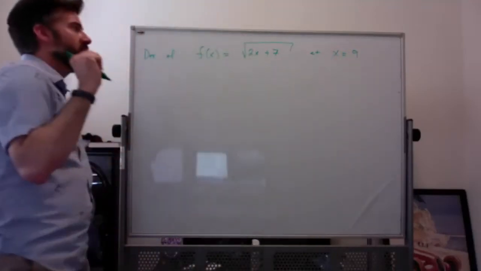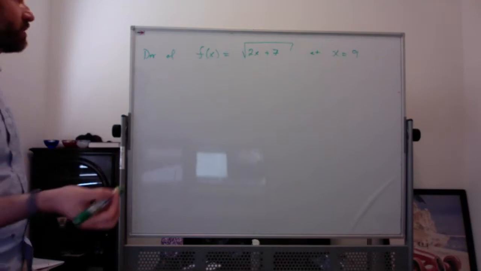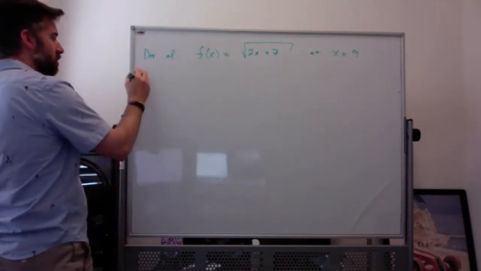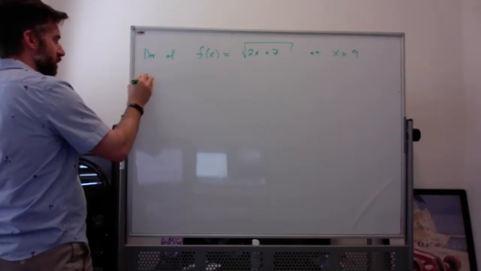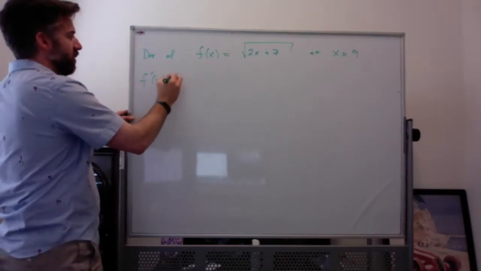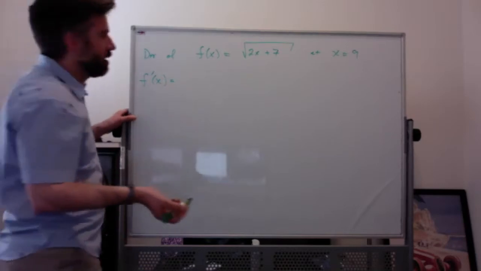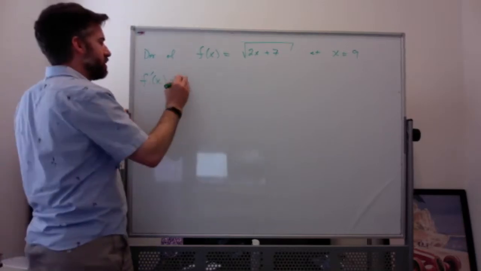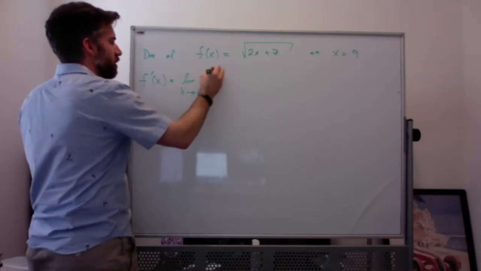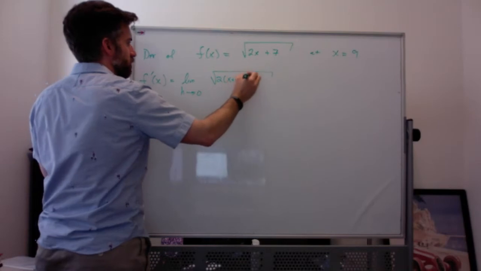So I want to find the derivative of this function at x equal to 9. Here's what you have to remember, first and foremost: we're using the limit definition. So for the derivative, I'm going to write two things. First, f prime of x, which is the derivative as a function. We're actually not going to do it that way here, but you should be thinking about this.